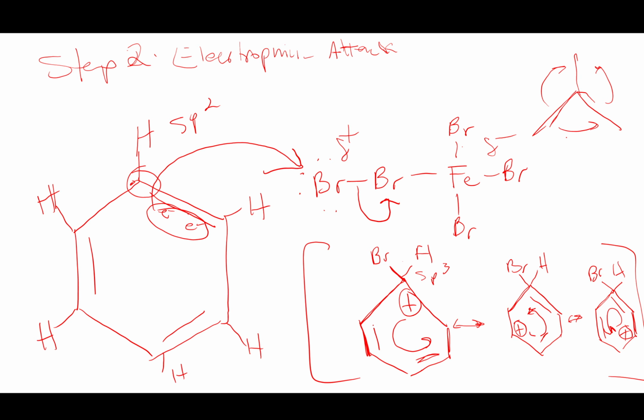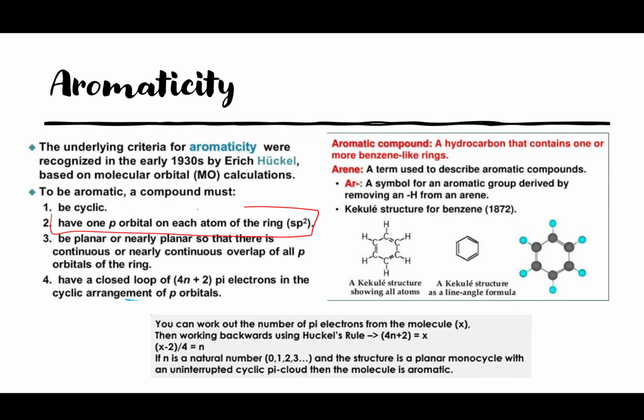The rule of aromaticity states what? The second rule: must be sp2 hybridized. Once we add the electrophile, it breaks it. It becomes sp3 hybridized and breaks the stability of the ring. That's why we have the formation of unstable intermediates. Following so far, guys?